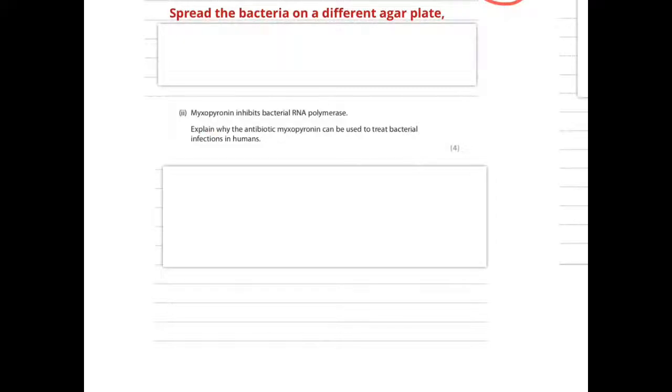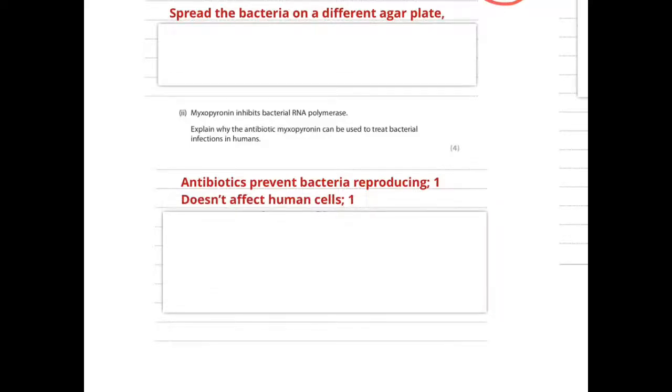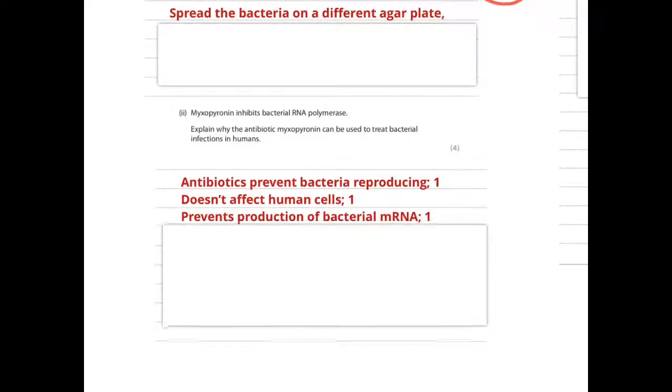So explain why the antibiotic can be used to treat bacterial infections in humans, because it only affects bacterial RNA polymerase, and not human RNA polymerase. So basically, RNA polymerase is an enzyme that makes RNA, which will then go on. The RNA is then used to make proteins. So you'd say antibiotics prevent bacteria reproducing, doesn't affect human cells, that's really important to say. Prevents production of bacterial messenger RNA.